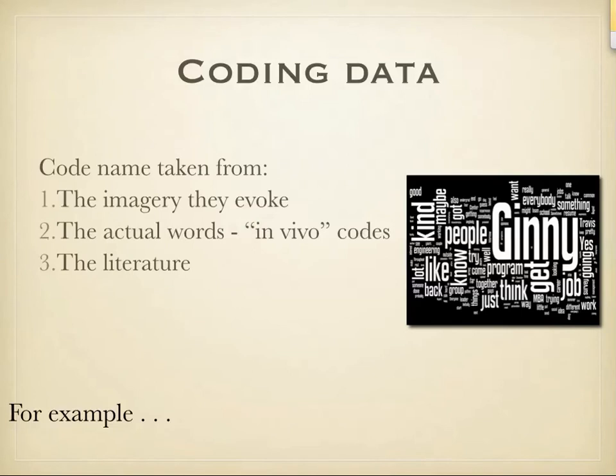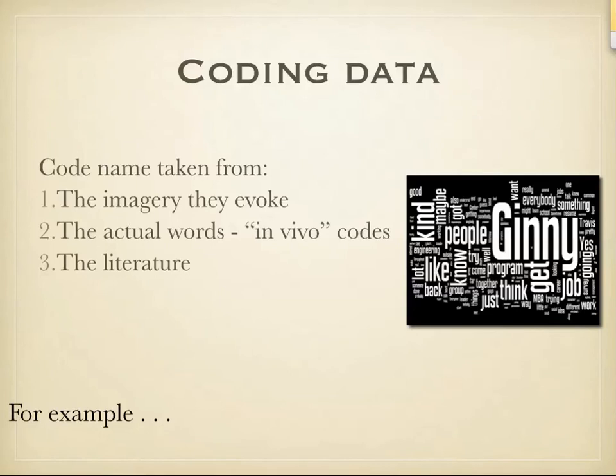Now, for the data that you use for this, or the term that's used to code data, there are actually three ways that you can identify a term that goes along with a particular chunk of text. One is to take the imagery that it evokes. If somebody is talking about situations that make them frightened, you can use fear or joy or elation or apprehension. That might be one segment that you look at.